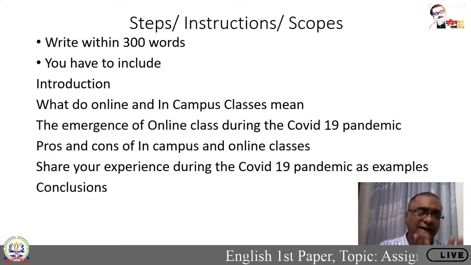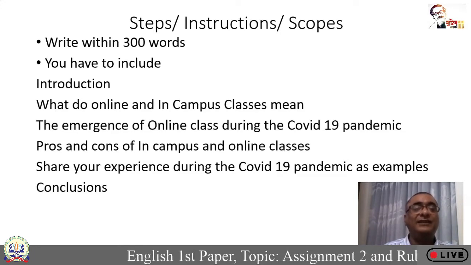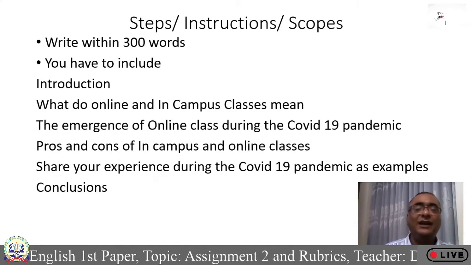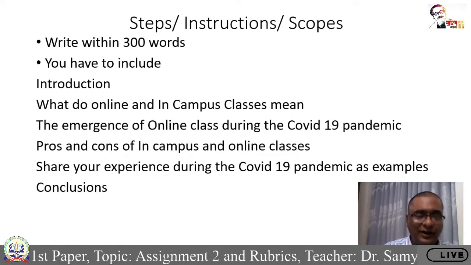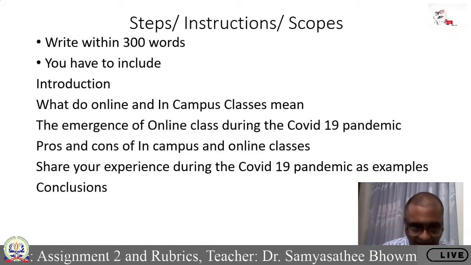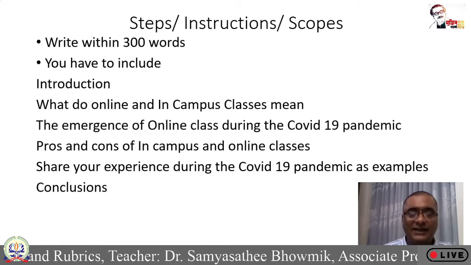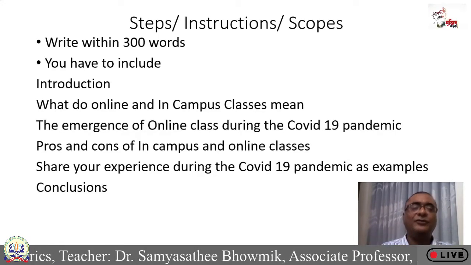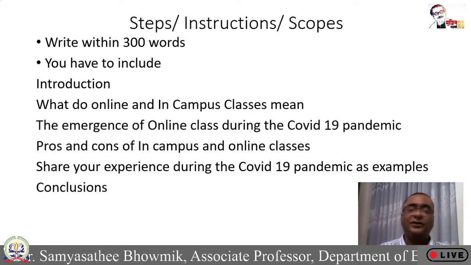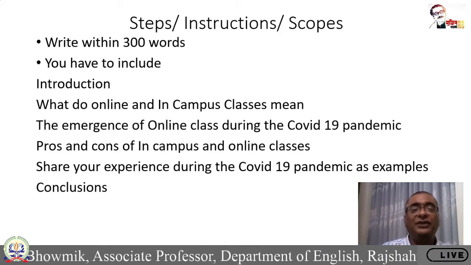You will write introduction in one paragraph. You will write what do online and in-campus classes mean in another paragraph. The emergence of online class during the COVID-19 pandemic in another paragraph, pros and cons of in-campus and online classes in another paragraph, and share your experience during the COVID-19 pandemic as examples, another paragraph, and conclusions in another paragraph. Now, you have to divide your essay in different paragraphs if you don't want to mention the points.